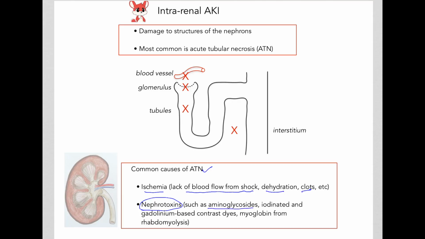Examples are aminoglycoside drugs, the iodinated as well as the gadolinium-based contrast dyes that are used for X-rays as well as MRIs, and myoglobin that can be released when a lot of muscle cells are broken down in rhabdomyolysis. This myoglobin is filtered, enters the tubules, and there it can precipitate and cause all kinds of blockages.